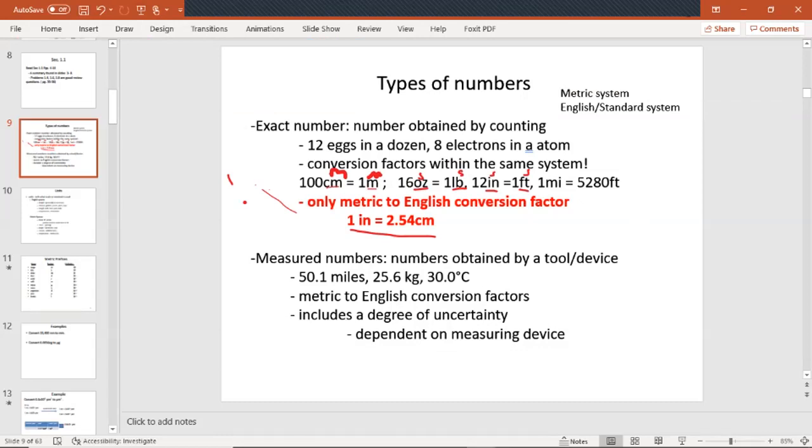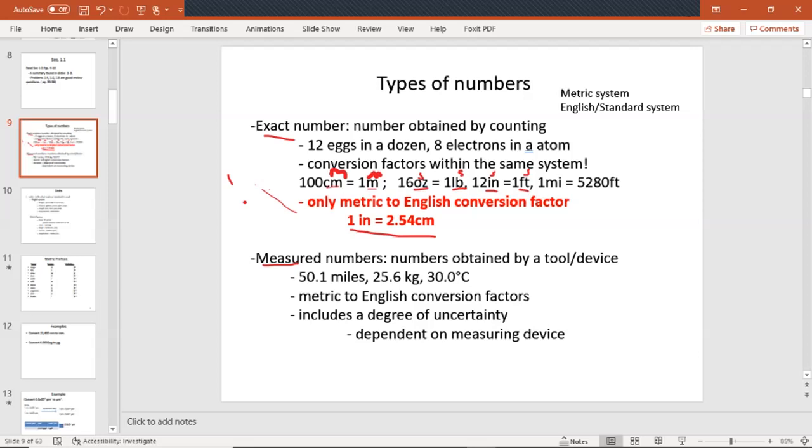And we'll talk about why we need to distinguish between exact and measured numbers on Thursday when we talk about significant figures. So again, exact numbers you can obtain by counting, or it's a conversion factor within the same system of measurement. And the two measurement systems are metric and standard.